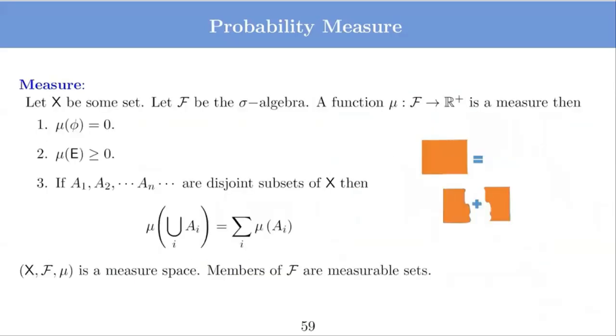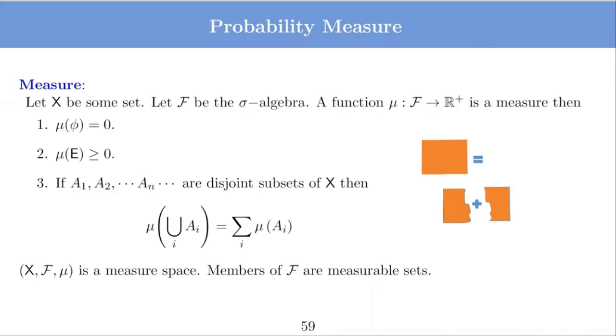Formally, if we want to write it, the measure is defined in the following way. I'll talk about the mathematical definition first, and then we will understand each part of it. Let X be some set. So first you have a set X. Then let F be a sigma algebra on X. So this will define a collection of subsets of X.